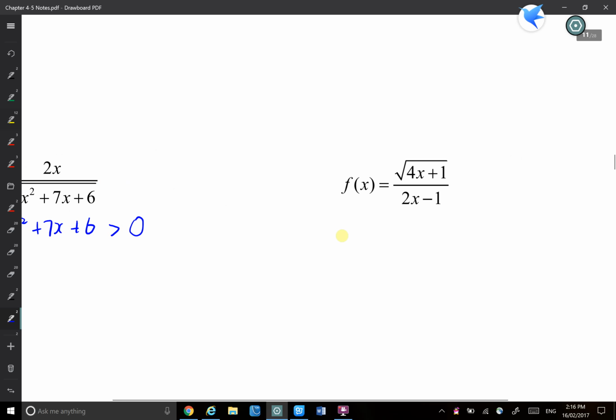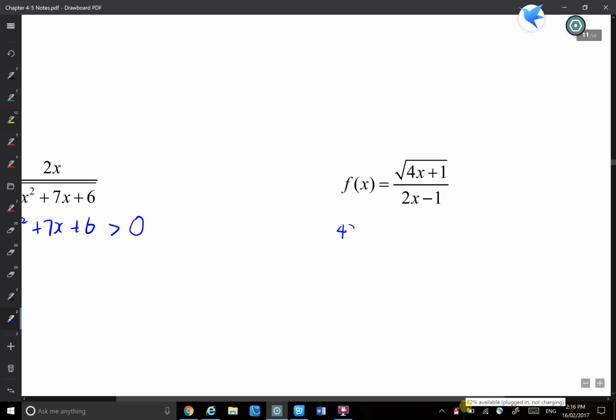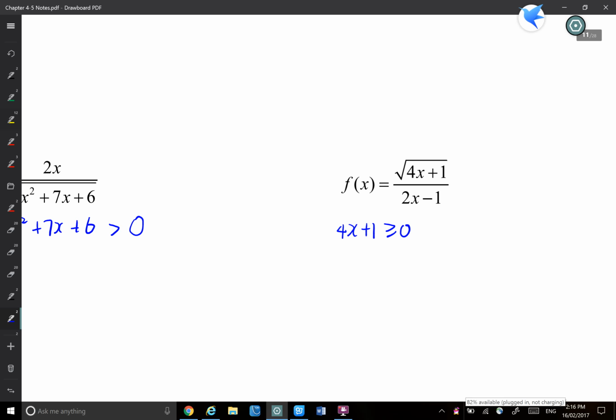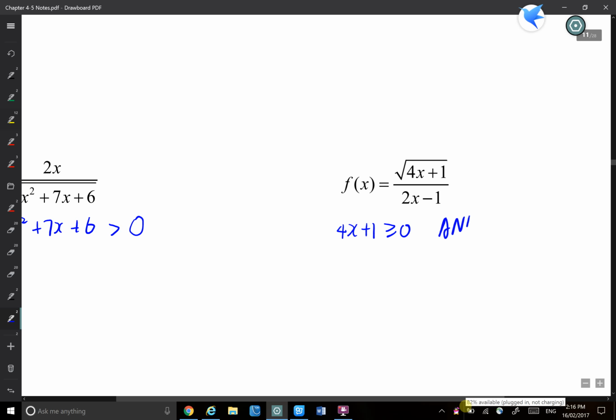And the last one, you have a square root on the top and you have a denominator with x under the bottom. What you need is 4x plus 1 to be greater than or equal to 0 because it's the square root. That thing needs to be greater than or equal to 0, and at the same time, you need 2x minus 1 not to be 0. You cannot have that equal to 0. And you want to find the intersection between those.